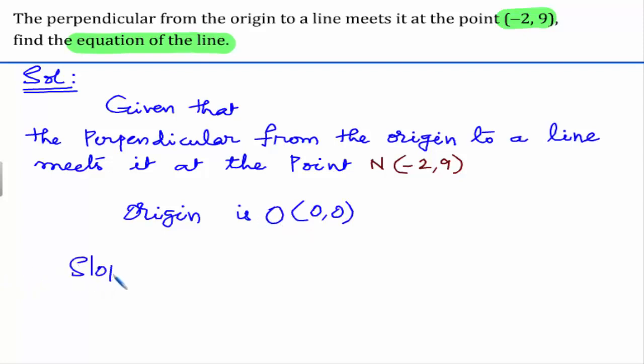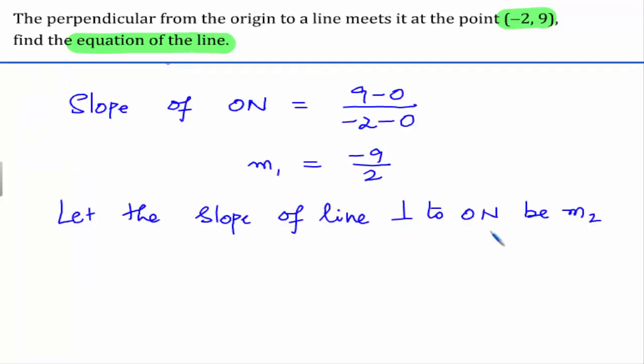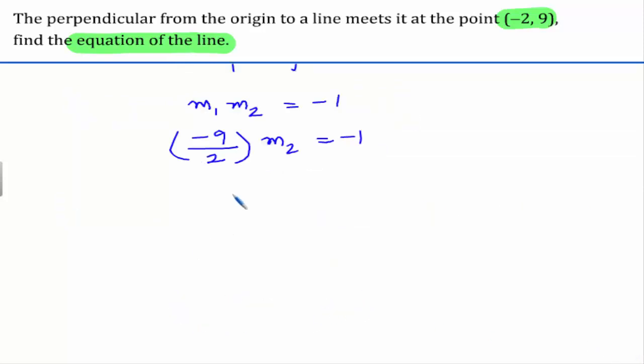Now let us find the slope of the line segment ON, which is 9 minus 0 by minus 2 minus 0. This will be minus 9 by 2. Let us call this slope m1. Let the slope of the line which is perpendicular to the line segment ON be assumed as m2. Then m1 into m2 should be minus 1. So m1 is minus 9 by 2, into m2 is minus 1. Therefore m2 will be 2 by 9.